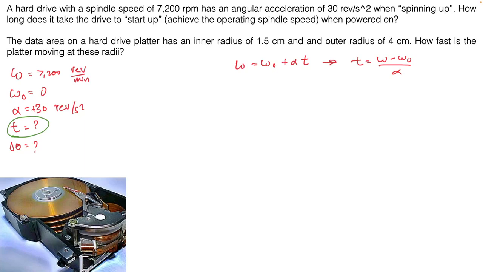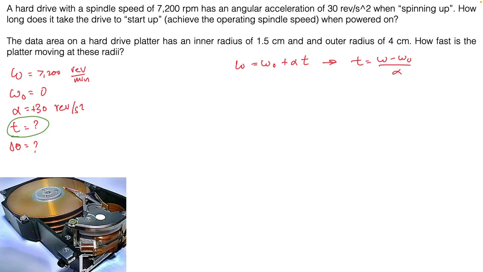That's doing some algebra. Now, before I go in and throw some stuff in here, let's talk units. We're given revolutions per minute and revolutions per second squared. Can I just toss those numbers in there and expect to get the right answer? The time is all wrong. So at a minimum, I've got to turn revolutions per minute into revolutions per second. Then I would have revolutions and revolutions, and that might be okay. But I just want to warn you against using non-standard units.